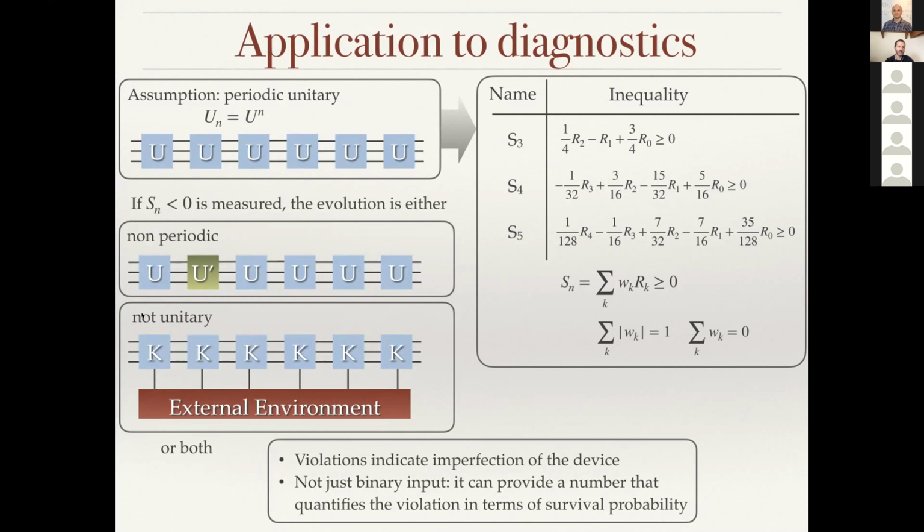Or it could be that the evolution is perfectly periodic, but it's not unitary because there's some external coupling to the environment. And of course, it could be that both scenarios take place. So a violation of these bounds indicates that there is a certain imperfection in the device. Although I will not show it here, it's not just a yes/no question. You get a number that, if the circuit is ideal, should be 1, and the deviation from 1 can tell you how good the circuit is.